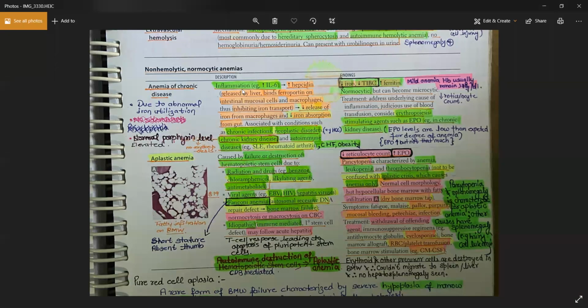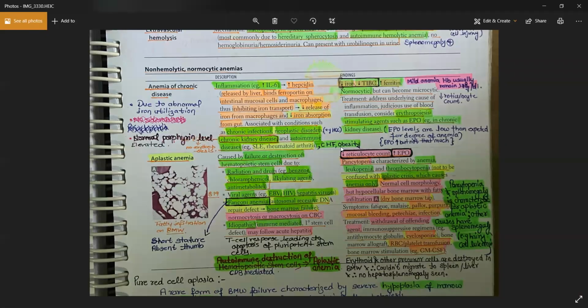So because of inflammation, you will have high levels of interleukin 6, which will release the hepcidin that will bind to the ferroportin, right? And it inhibits the transport of the iron within the blood from the enterocytes. Okay, it will also activate the macrophages to cause the inhibition of the transport and causes the increase in sequestration of the iron within the ferritin, right? The iron absorption will also be decreased. It will be associated with any kind of chronic infection, any kind of neoplasia, any kind of chronic kidney disease, autoimmune diseases like the SLE, rheumatoid arthritis. It could also be seen with the chronic heart failure or with the obesities.